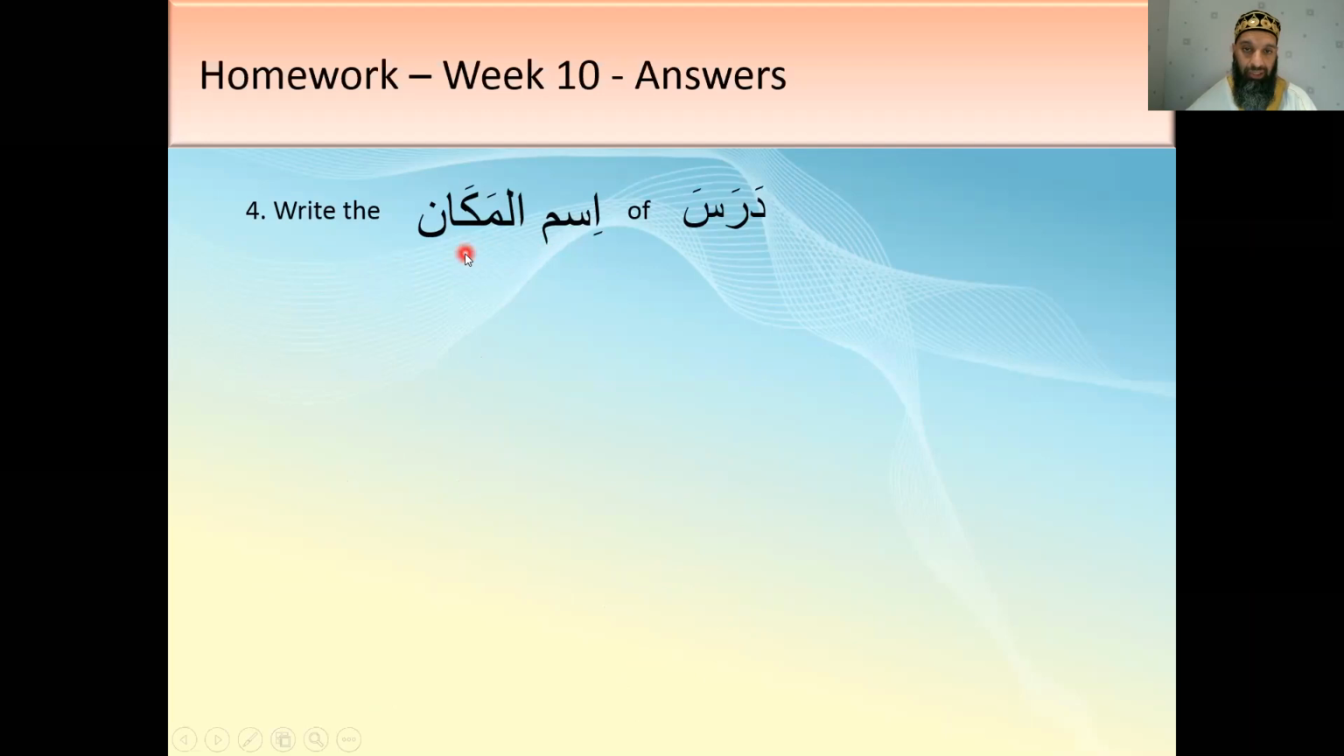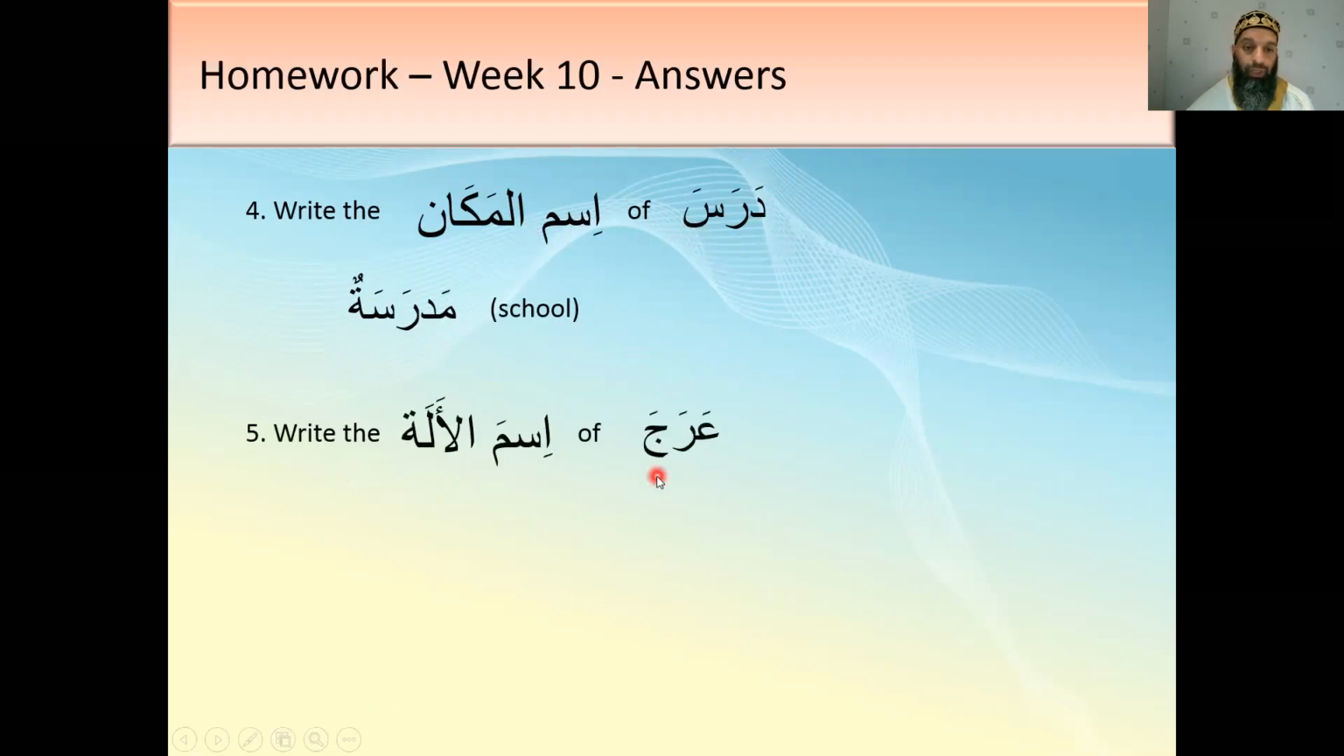Write the ism makan of darasa. Basically the pattern that shows you the place of that thing. So madrasatun is the ism makan, the place where darasa is done. Write the name of the tool of araja. Araja means to go up. If you look in the notes, you will see the answer was mi'rajun.